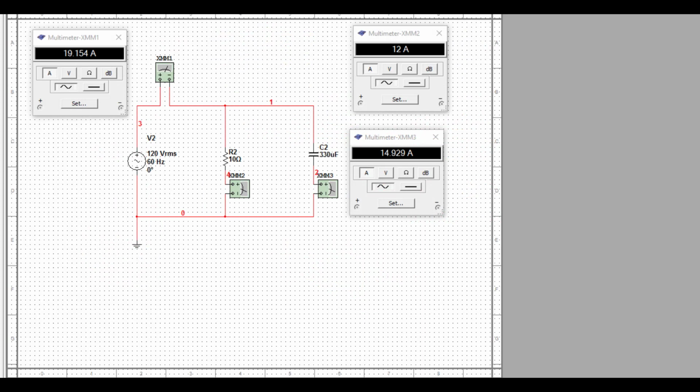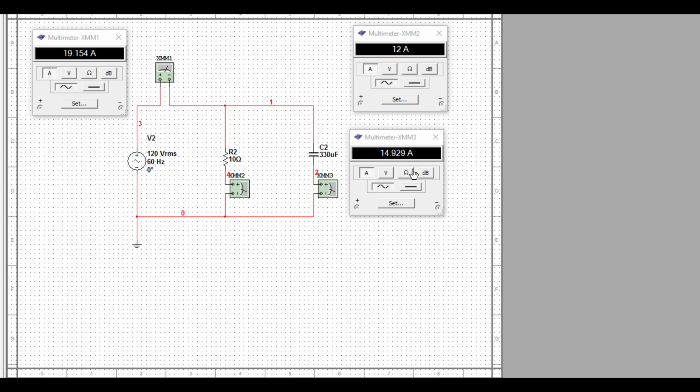Okay, so here we are with our parallel example, the first one out of the table you were given to practice, and the same values as we used for series. We've got them connected in parallel now. We can see that we've got our AC ammeters to give us our RMS values of current, and our total current here is 19.2 amps measured by XMM1. XMM2 is our resistive branch, which is determined by 120 volts divided by 10 ohms. We've got our 12 amps that would be in phase with our applied voltage, being a resistor.